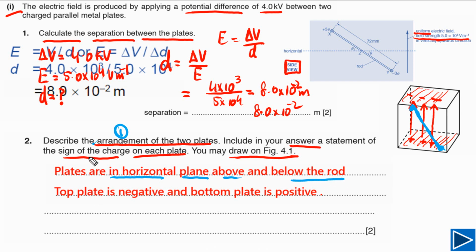The second part was asking us the sign of the charge on the plate. In this case, the top plate is negative, as I have mentioned here. This plate is negative, and the bottom plate, this is positive. So this is how you can answer this question.